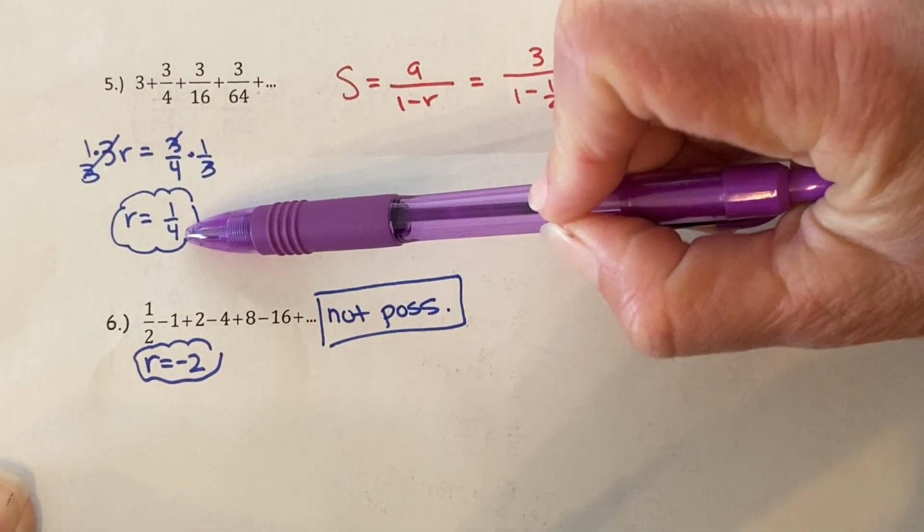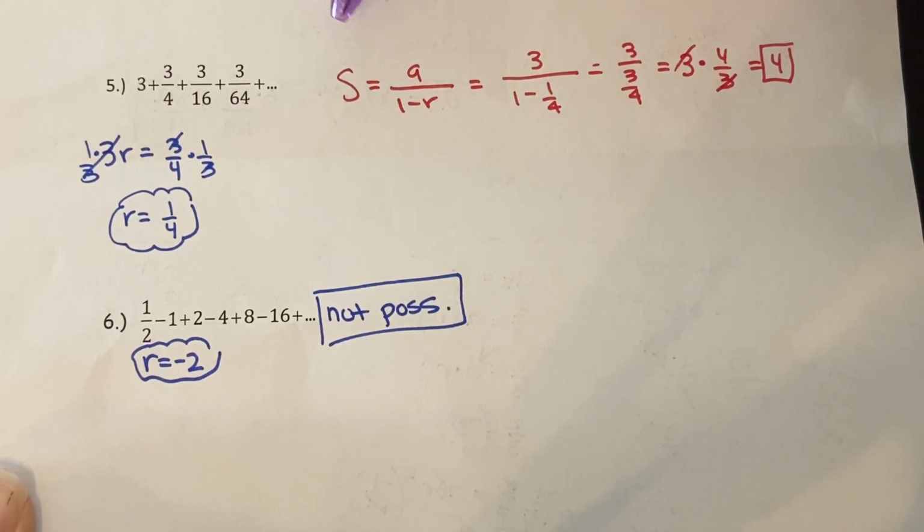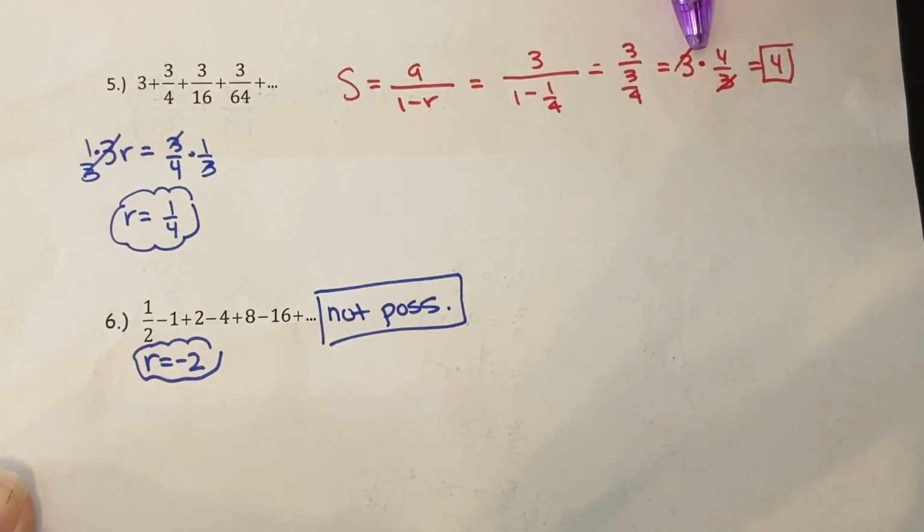Now that I know my r is 1/4, the sum for an infinite geometric series is always equal to a over 1 minus r. So I'm going to take my first number 3 over 1 minus 1/4, which will give me 3 over 3/4, and 3 times 4/3 is 4.